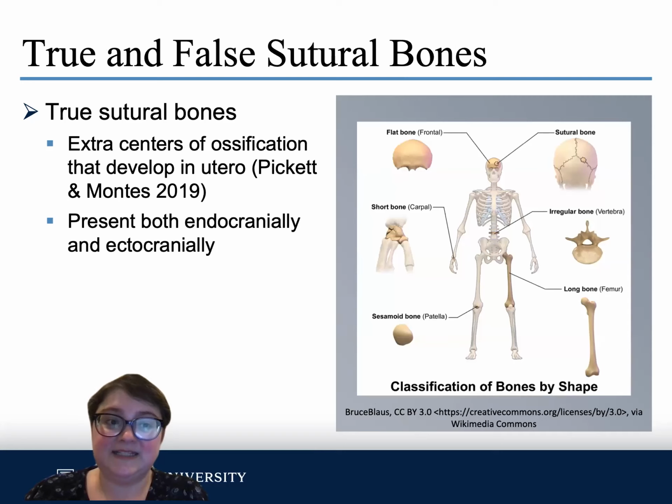The first inconsistency between anthropology and medicine is the distinction between true and false sutural bones. This distinction is based on the etiology of specific islands of bone. A true sutural bone is due to the presence of an extra center of ossification in the skull that develops in utero. Because they are due to separate ossification centers, these bones are discernible both endocranially and ectocranially, rather than just on one aspect of the skull.